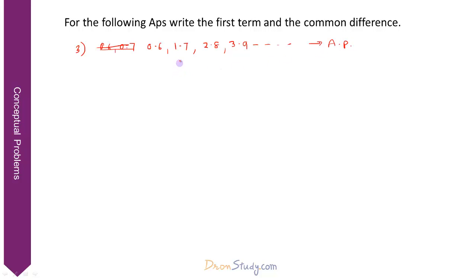So here we have to write the first term. The first term is 0.6. Now we have to find the difference. Common difference means T2 minus T1, which is equal to 1.7 minus 0.6, and that is 1.1. So the common difference is 1.1 and the first term is 0.6. So A is equal to 0.6 and the common difference D is equal to 1.1.